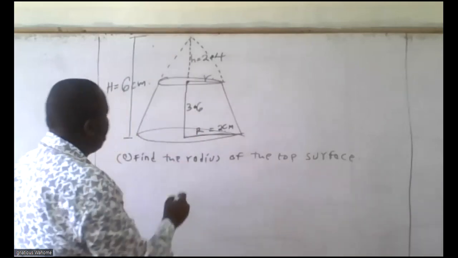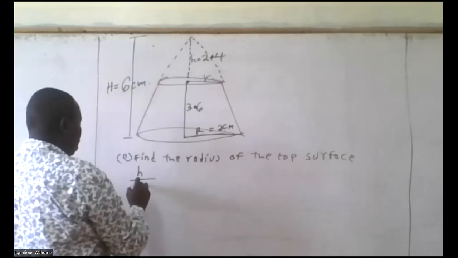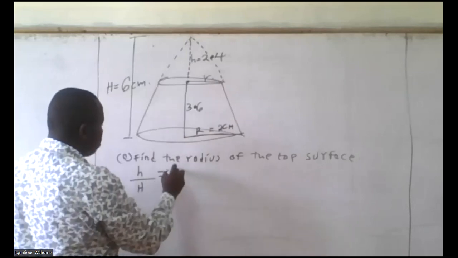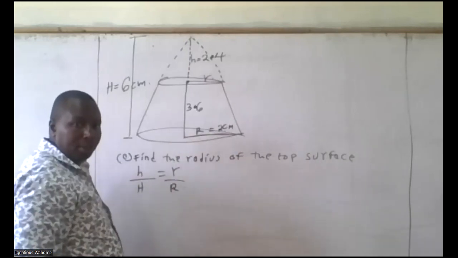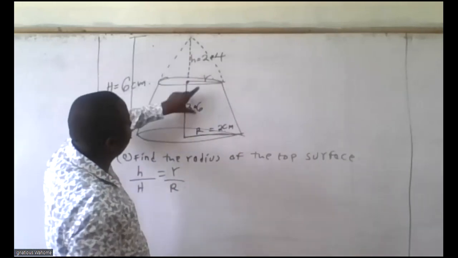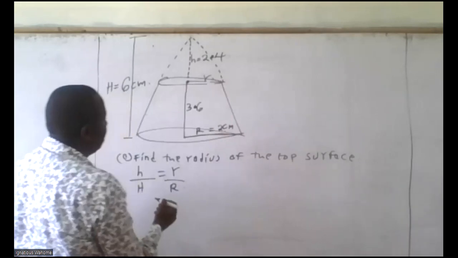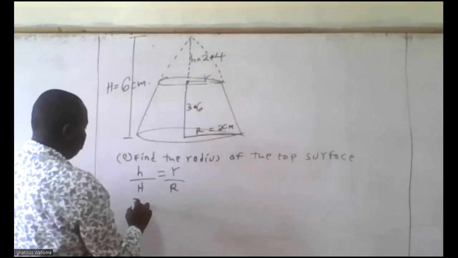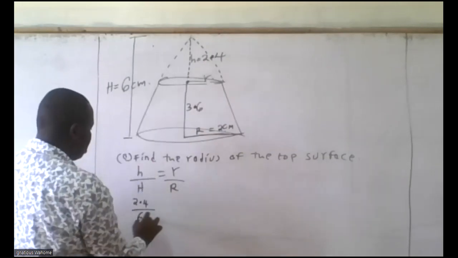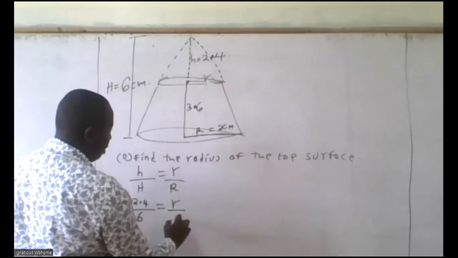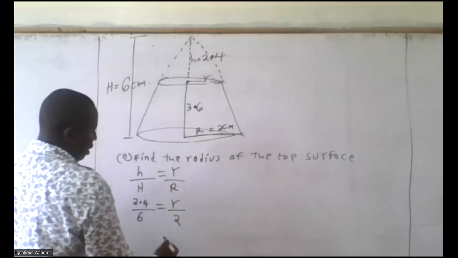When you're using similarity, you take the height of the small cone, h, over the height of the original cone, capital H, equal to R, the radius of the small cone, over the radius of the larger, original cone. We want to get the radius of the small cone, or the top surface. So the height of the small cone is 2.4 over the height of the original, 6, is equal to R over the radius of the original cone, 2. Find R.